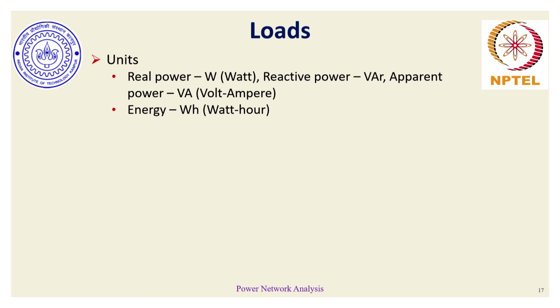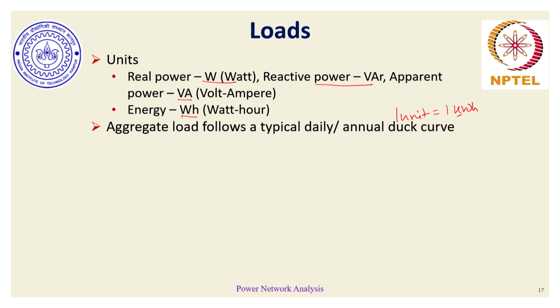Typical units of loads: from the perspective of real power, we define real power in terms of watt, while reactive power is defined in terms of volt-ampere reactive, and apparent power is measured in terms of volt-ampere. Energy is nothing but power times time, so the unit of energy is watt-hour. And typically one unit which we define in a distribution network is 1 kilowatt-hour, where k is small in kilo.